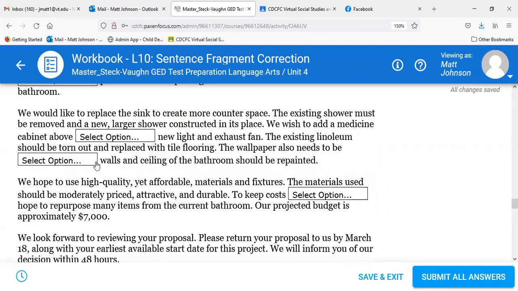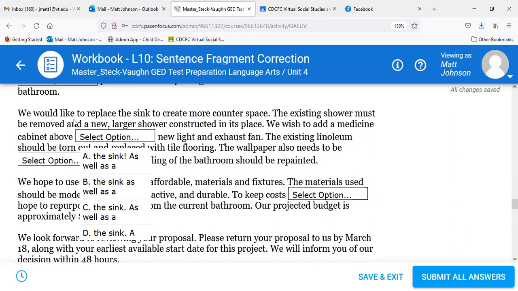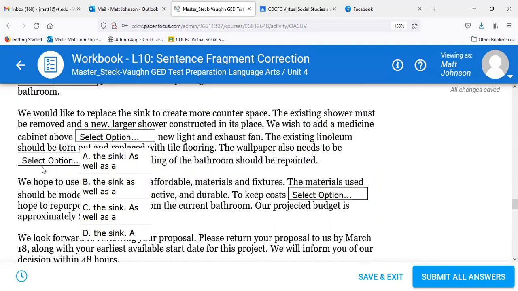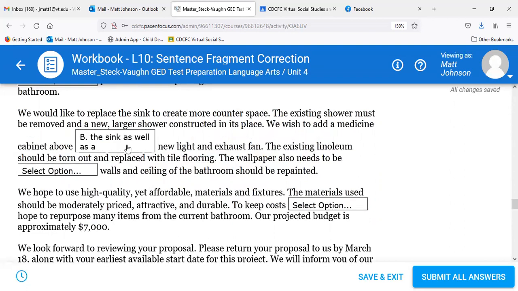We would like to replace the sink to create more counter space. The existing shower must be removed and a new, larger shower constructed in its place. We wish to add a medicine cabinet above the sink. I think the answer is B. Yes. Above the sink, as well as a new light and exhaust fan. All one statement. Makes that a complete sentence.